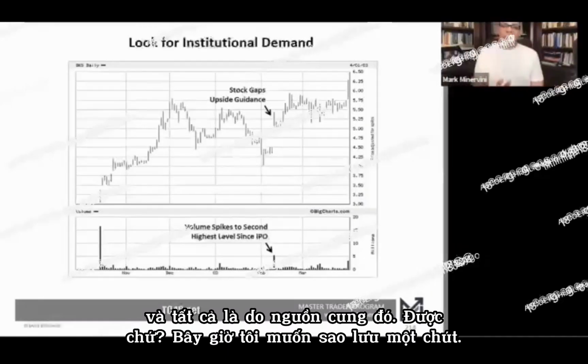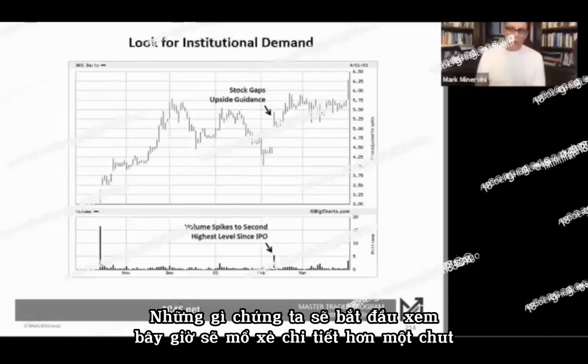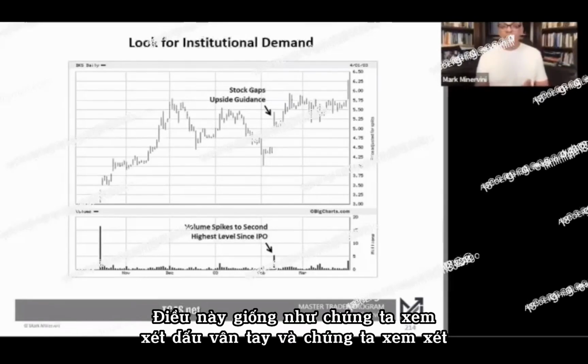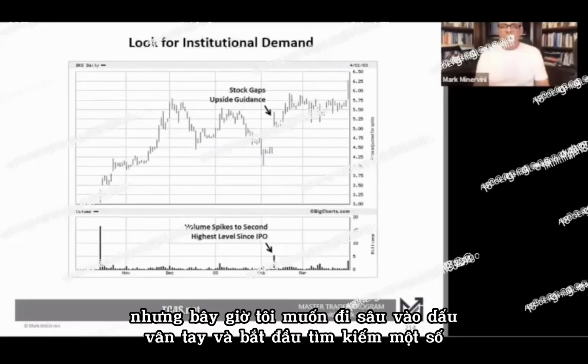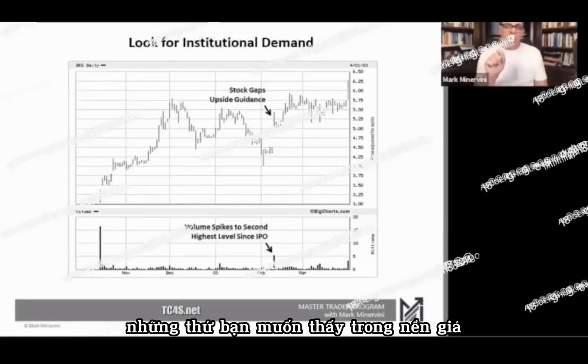Okay, now I want to back up a little bit. What we're going to start looking at now is a little more forensic. It's sort of like we just looked at a fingerprint, and we looked at the whole thing, and then maybe we looked at the tip of it. But now I want to go within the fingerprint and start looking for some of the things that you want to see within the base.